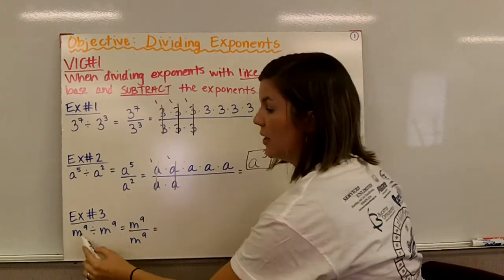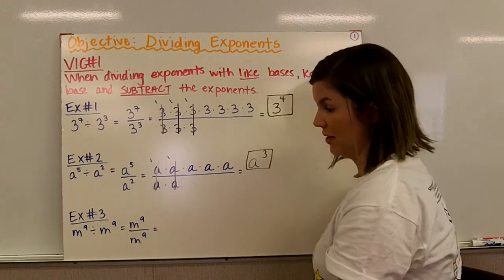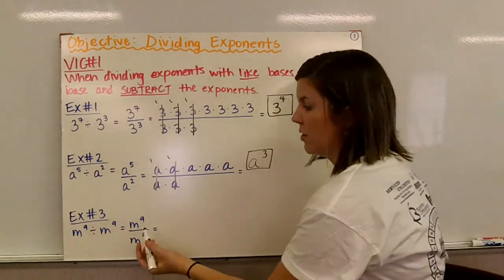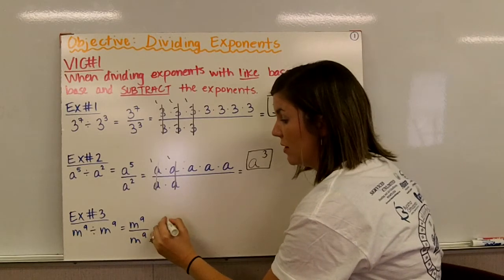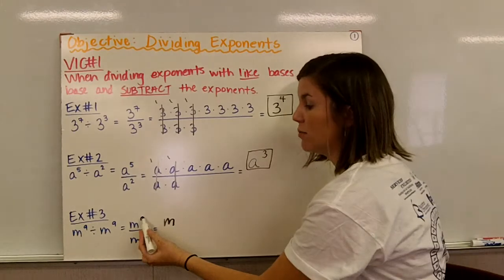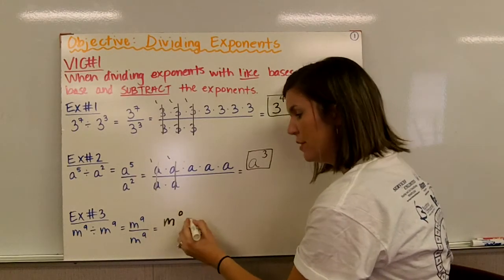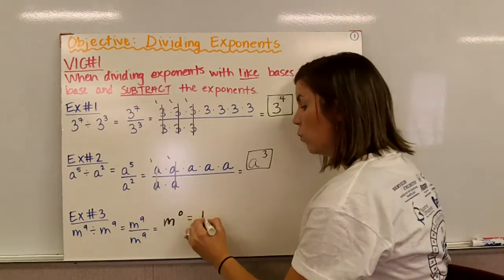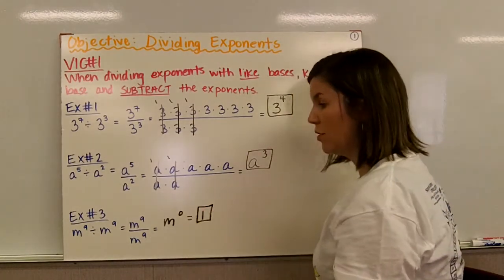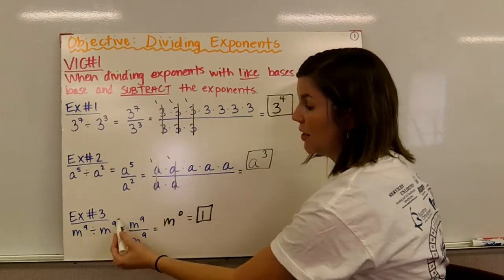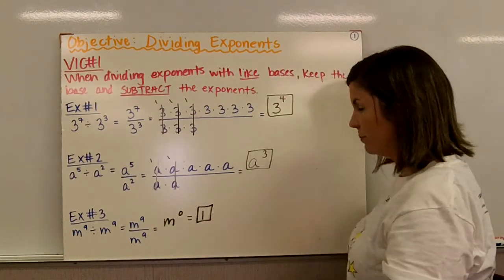Example number 3, m to the 9th divided by m to the 9th. Well, we're going to subtract the exponents. M is the base, keep the base, subtract the exponents. 9 minus 9 is 0. Anything to the 0 power is 1. So m to the 0 power is 1. M to the 9th divided by m to the 9th is just 1.